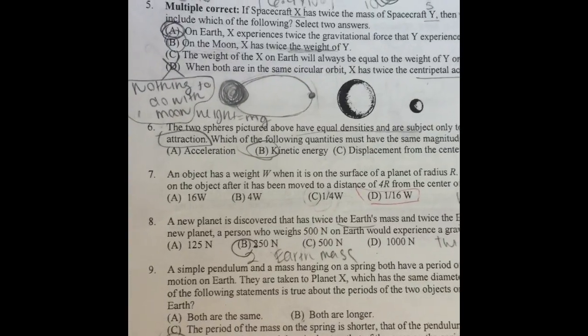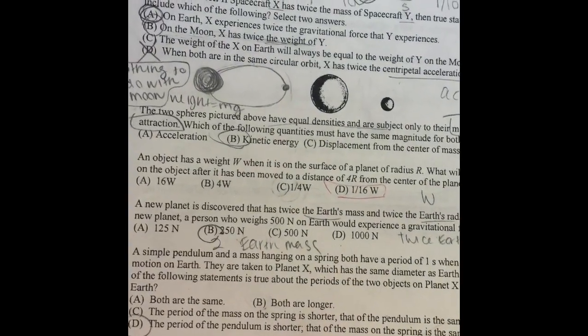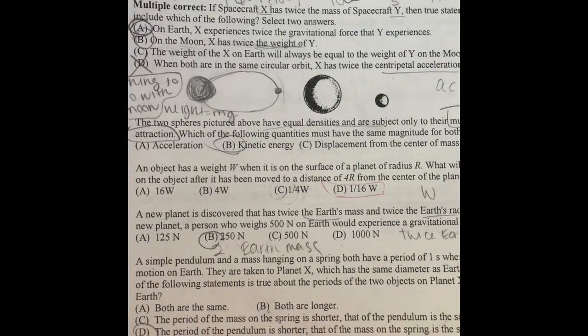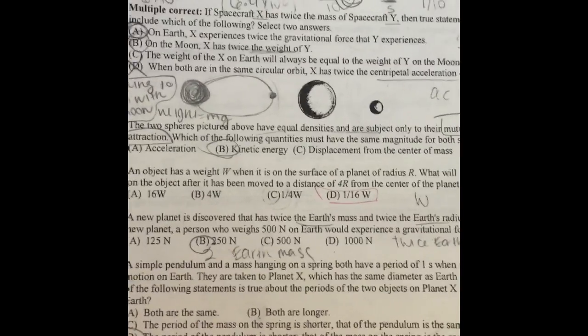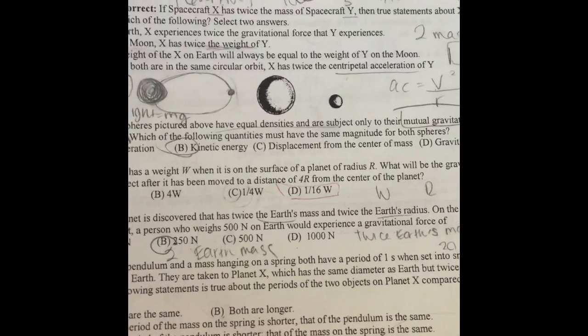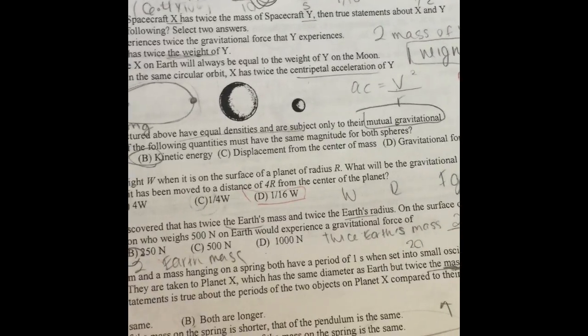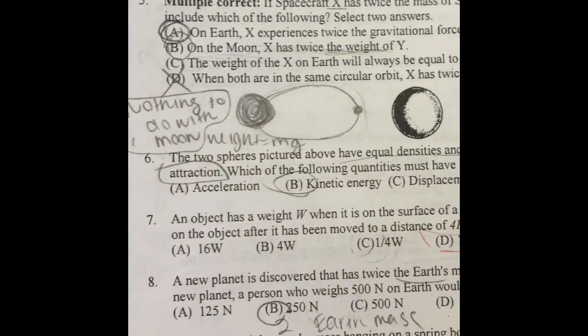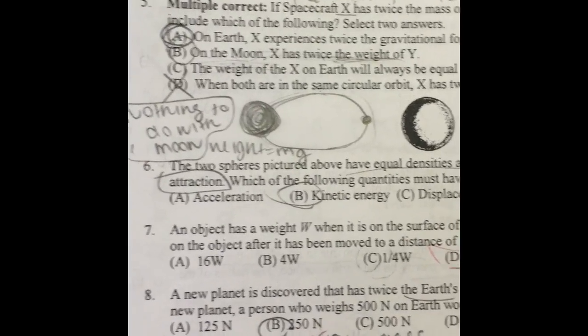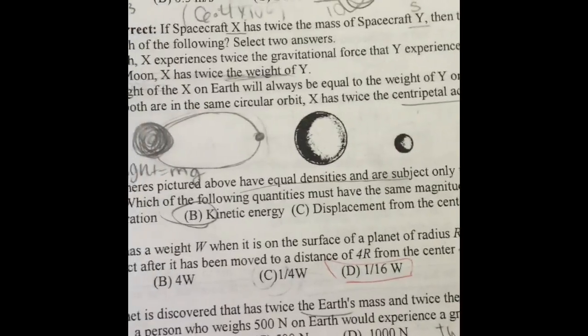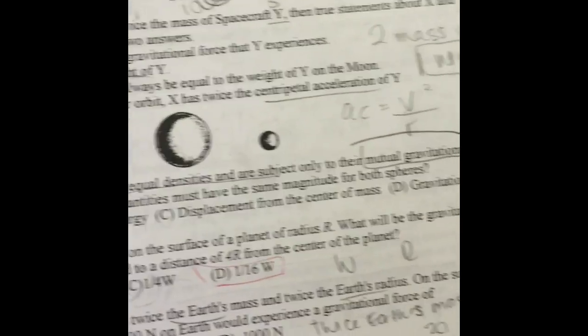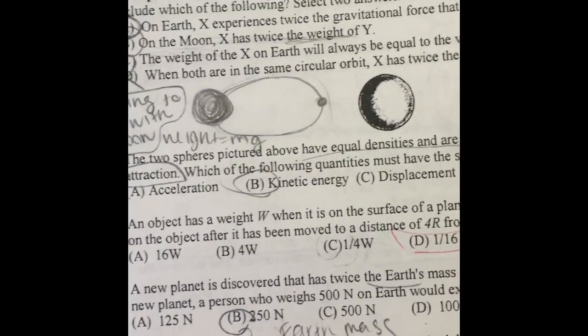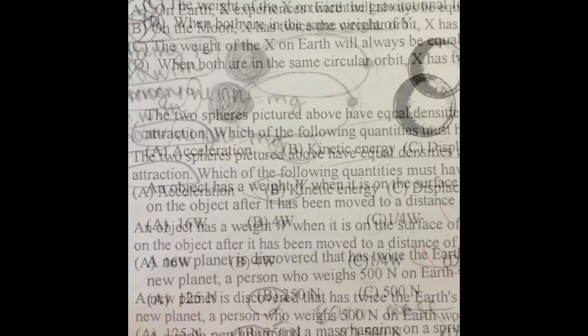So for number 6, it asks which of the following quantities must have the same magnitude for both spheres, and it's kinetic energy, because they have equal densities, and in order to find density, the formula is m divided by v. So even if they have different masses, the velocity for one might be higher than the other, and the kinetic energy relies on both of those.